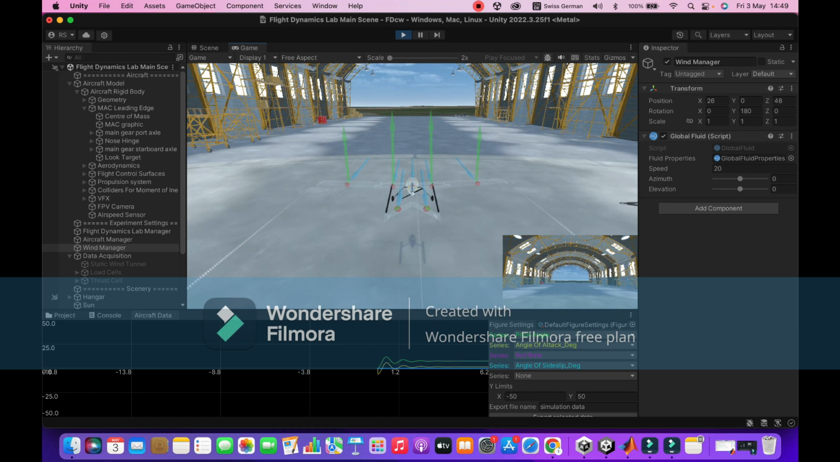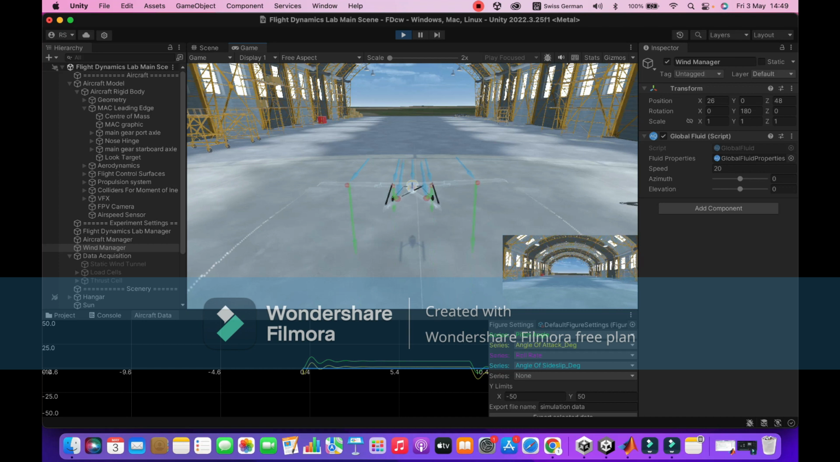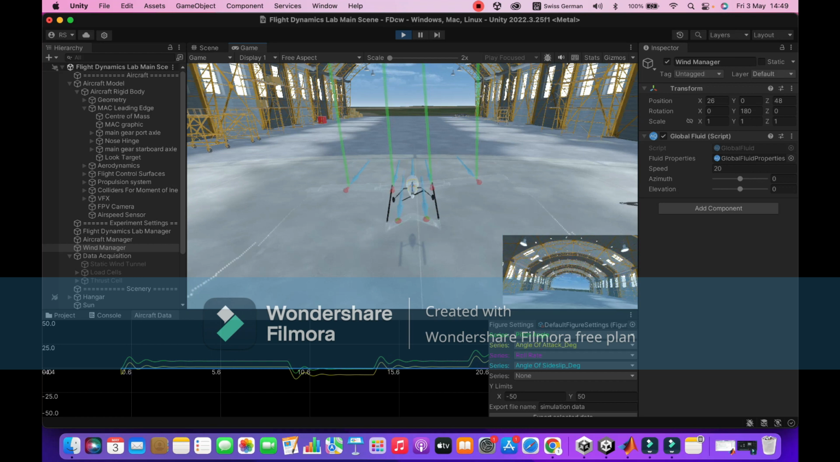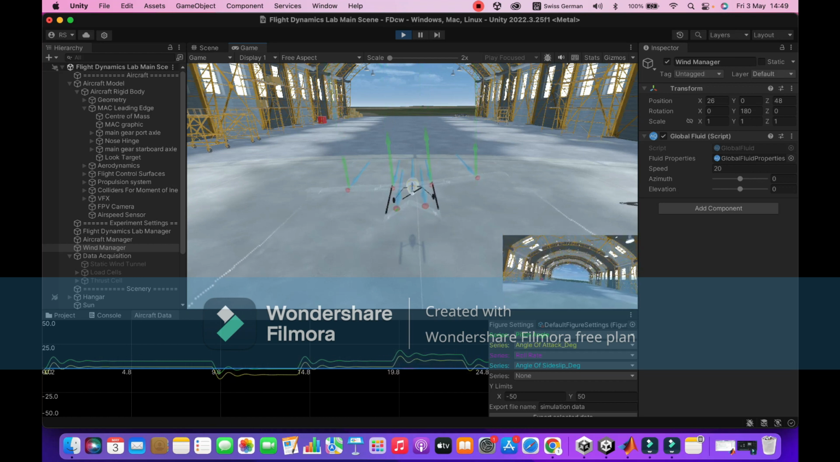Now we move on to the longitudinal dynamic response controls. If I press arrow up, which deflects the elevator positively, the change in angle of attack is negative, which reflects the pitch down motion. Similarly, if I deflect it upwards, the negative deflection occurs and the change in angle of attack is positive. This shows that a negative change in elevator deflection provides a positive change in angle of attack.